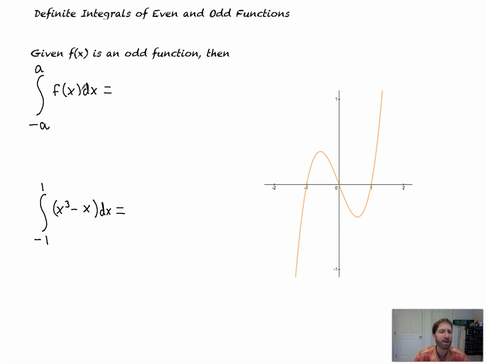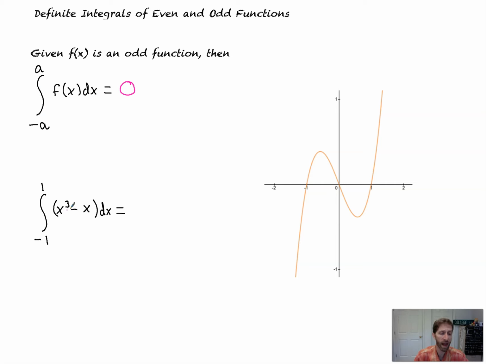How about that? So with this, anytime I've got an odd function, so f of x is an odd function, meaning you're symmetric about the origin. Here we go. You get the flip on both sides, symmetric about the origin. If you have bounds that are opposites of each other, the area will be 0.